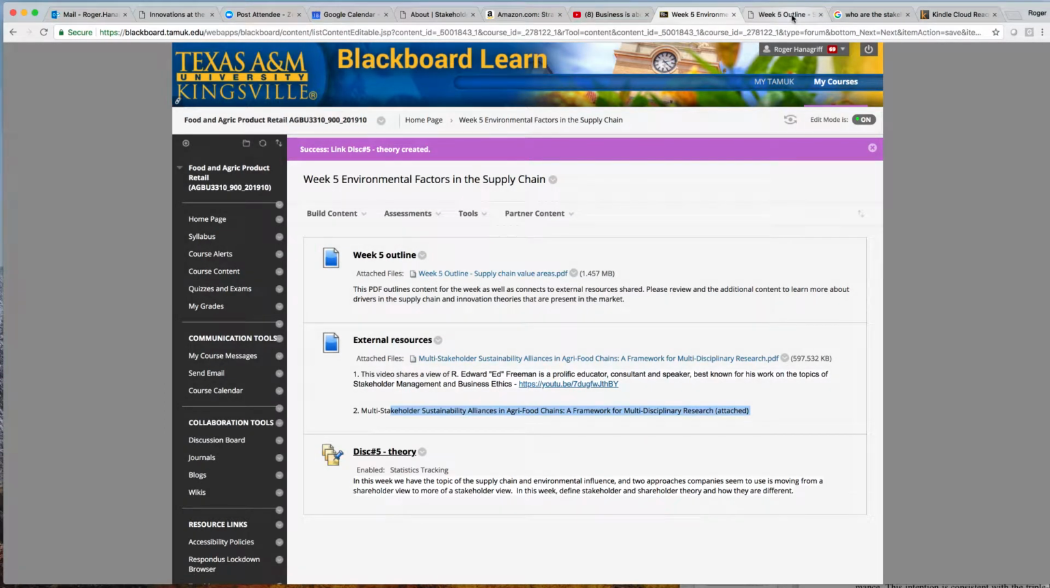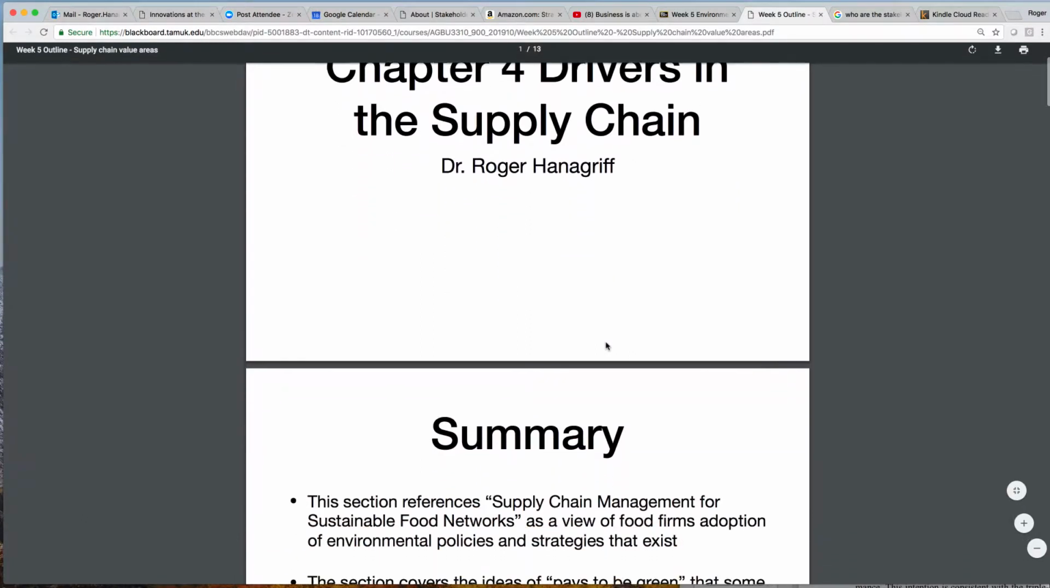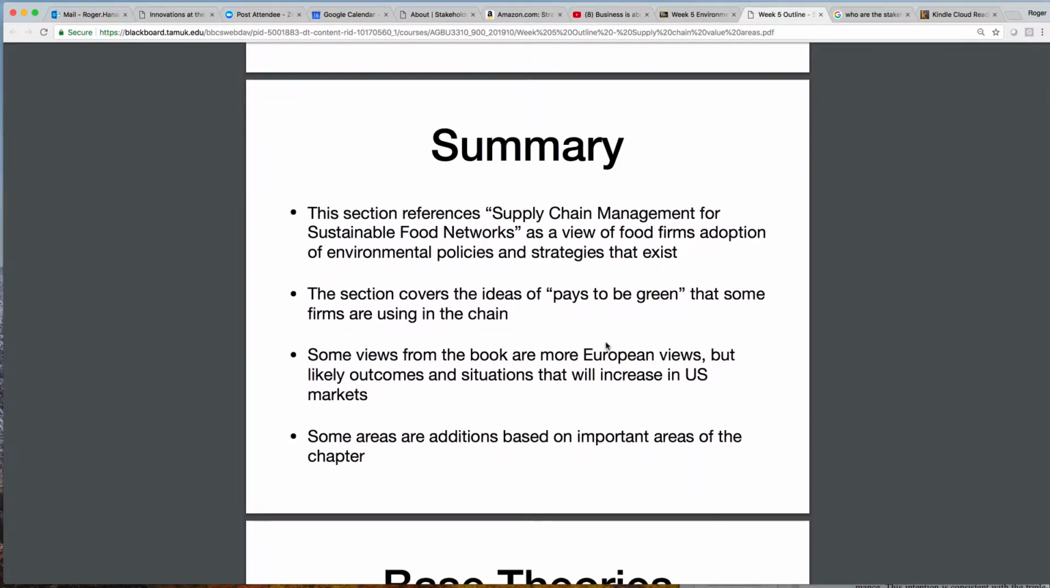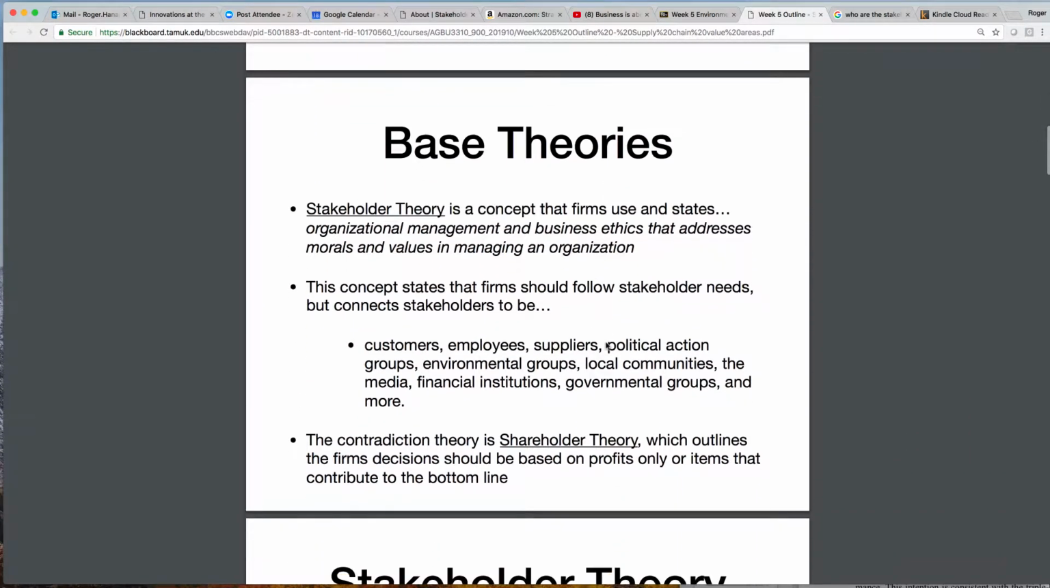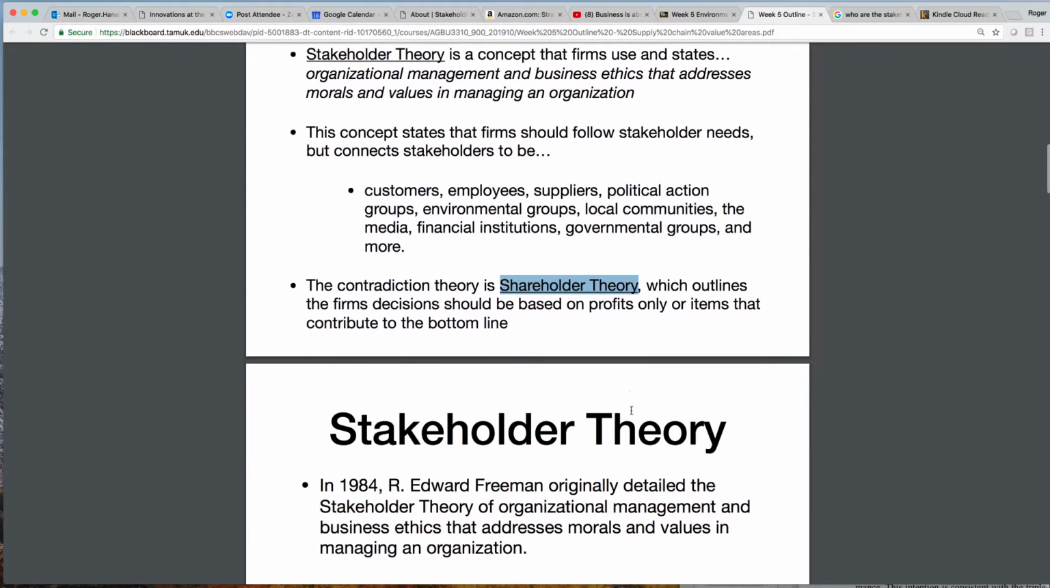So what does this week have in it as far as content? When you open it up, you'll see chapter 4, drivers in the supply chain. As we move through here, it starts off with a little bit of a summary. I went straight into some base theories. Chapter 4 of the book that we're following offers a lot of these same concepts, but this was outlined, I thought, better. The first theory is stakeholder theory, the idea that these stakeholders really help influence the way the firm adopts and grows. That's different than prior to the 1980s, which was more of a shareholder theory, that profits are all that matter. So today we have this contrasting set of theories, and that's the focus.